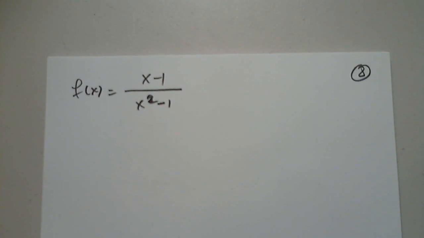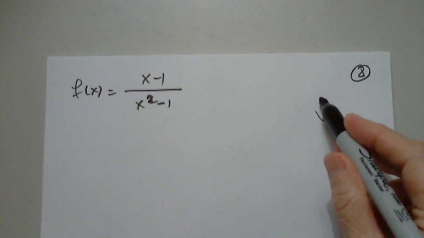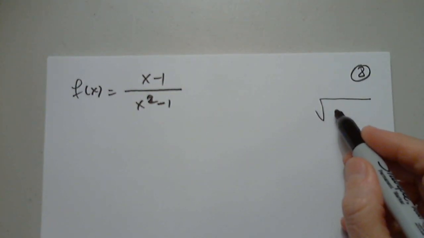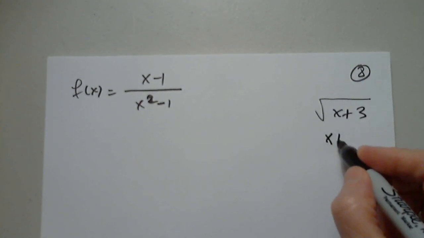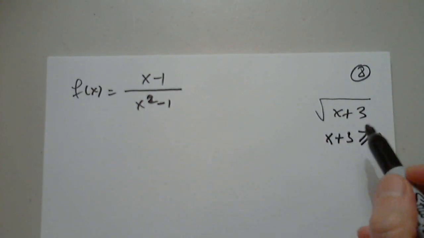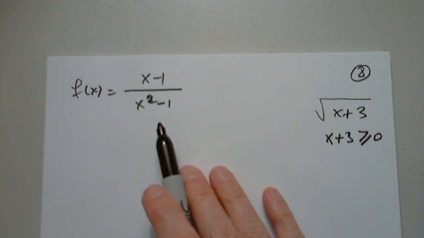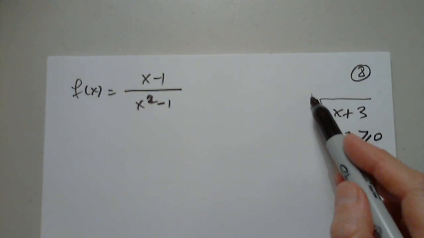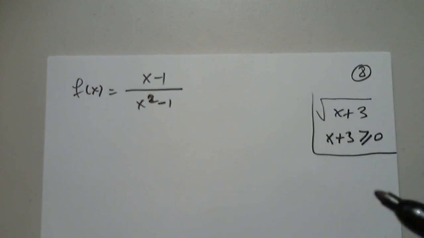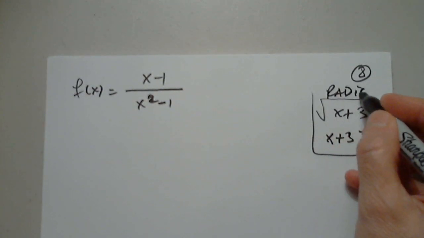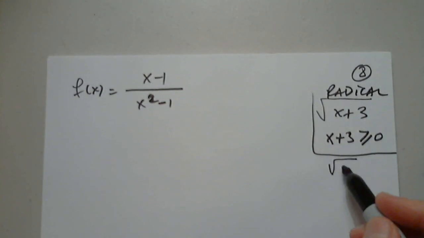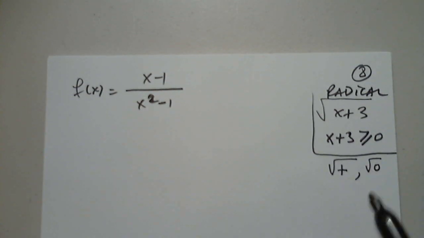x is greater than or equal to 0. But we don't have a square root. If I have a square root of x plus 3, then I have to write x plus 3 greater than or equal to 0. This is a rational function. So this is good for radicals, because I can only take the square root from positive numbers and I can take the square root from 0. I cannot take the square root from -1, for example.